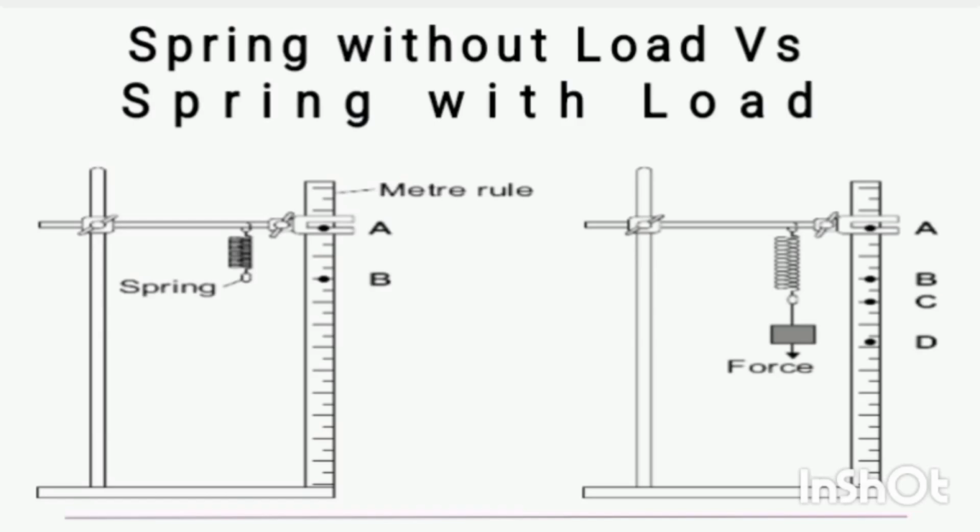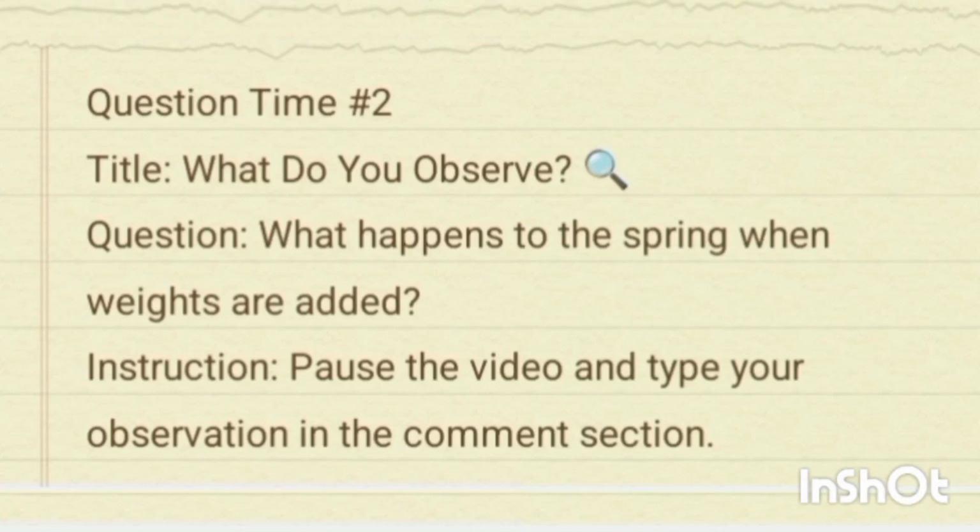Here on your screen, we have two diagrams, one showing a spring without a load and the other one showing a spring with load. We can see very well that the first diagram showing a spring without a load measures a distance on the meter rule from A to B, while the one with a load has measurements from A to B, B to C, and C to D. What do you observe?